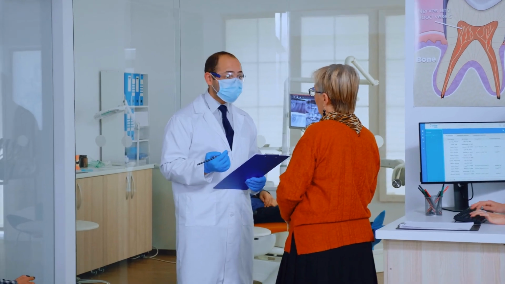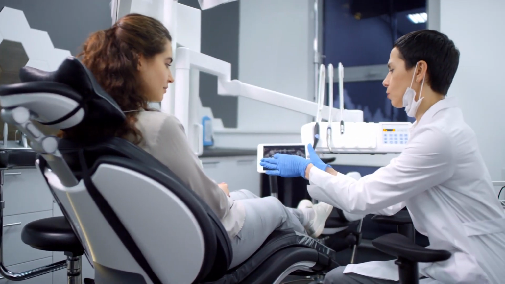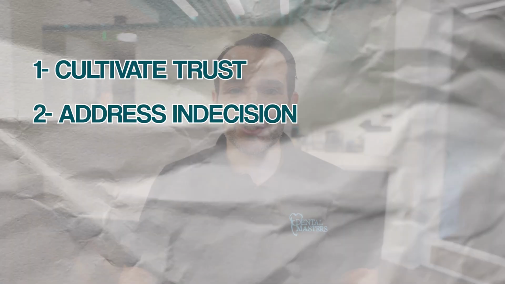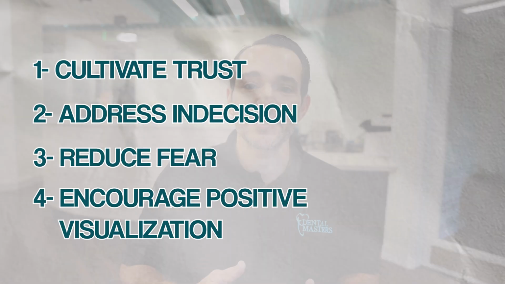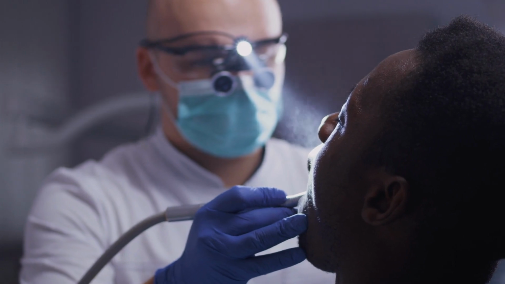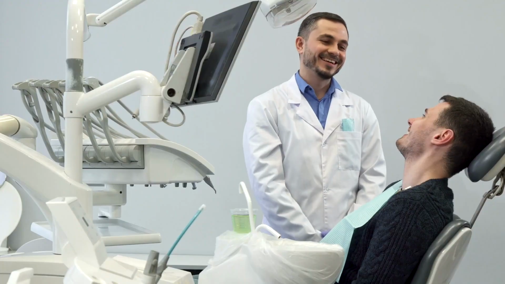We're going to talk about something important called Dr. J's Care Framework. This is something that I use to help support patients and help them navigate the emotional piece of getting through treatment. So what is Dr. J's Care Framework? It breaks down into 4 components that I believe are really important: cultivate trust, address indecision, reduce fear, and encourage positive visualization. To explain the framework, I'm going to use a patient that recently came into our practice, where I used these 4 components to build rapport and help this patient get through the process of treatment planning and onto treatment.